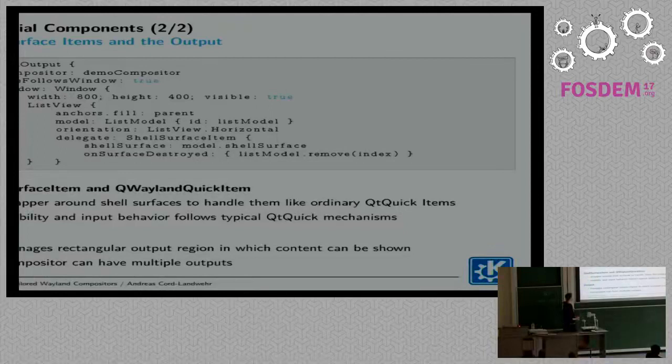Yeah, and well, what do I have? It's doing the visibility, it's doing the input stuff. So I can deactivate the input, I can hide it, I can show it. And, well, it's really acting like a typical item. And of course, I need an output. That's simply a rectangular area where I show the results of my compositor. And of course, I can have multiple of them.